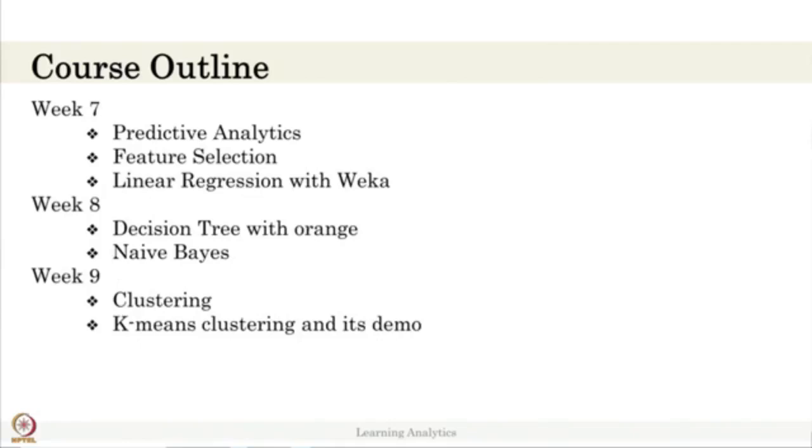So, after the mid semester break, in week 7 we will talk about predictive analytics, and we will talk very briefly about what features to select and doing a linear regression using the tool called Weka. Weka, again as I mentioned, is open source, so anyone can use it. And in week 8 we will talk about decision tree, and we will explain this with Orange.